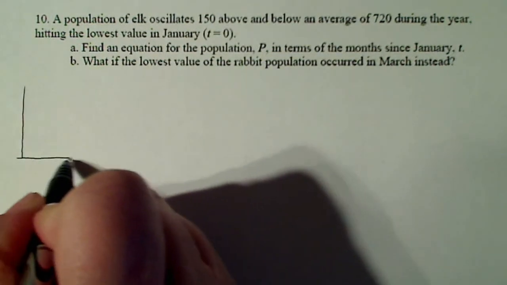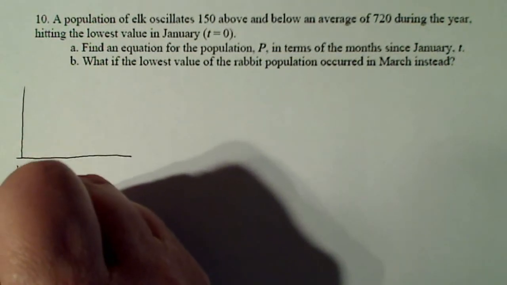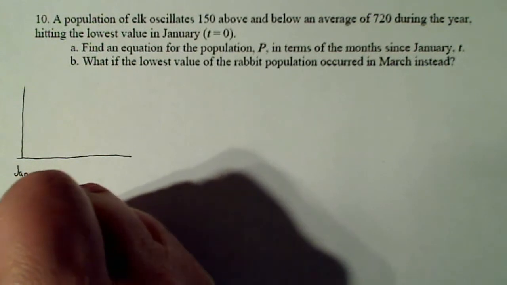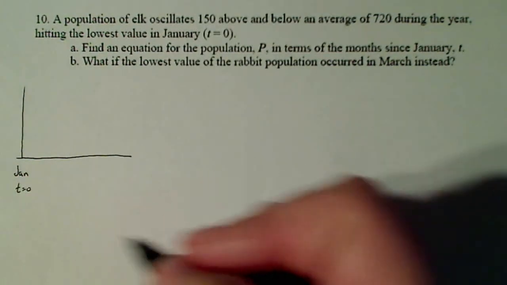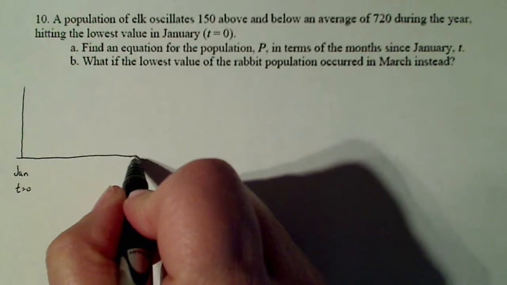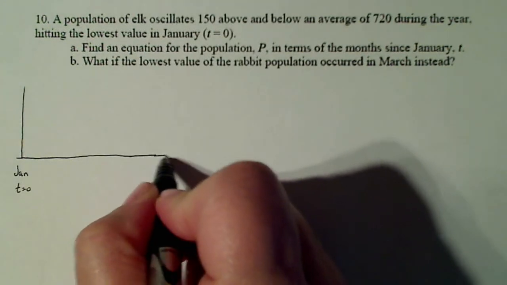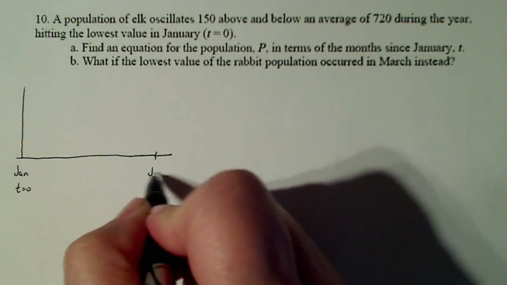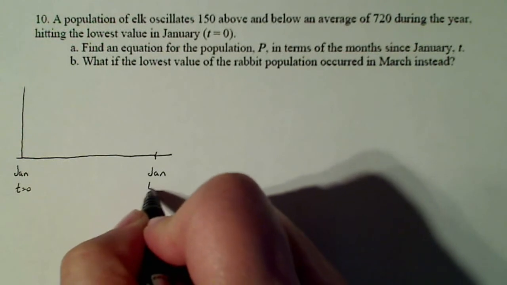Okay, so I'm just going to sketch a little graph here of what the problem's telling me at least. So January is here at t equals 0. That means February is going to be t equals 1, March is going to be t equals 2, etc. We want to do a whole year, so January is also here at t equals 12.